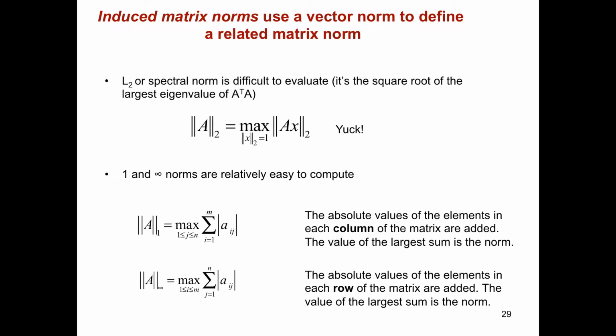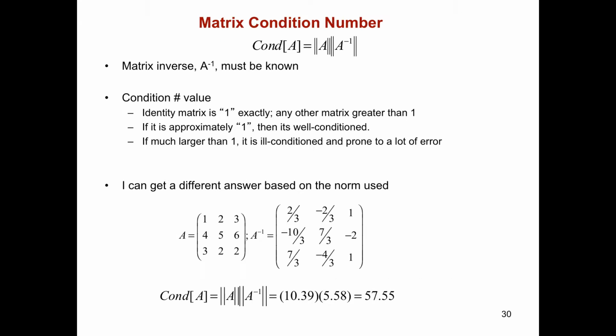And if I do the same, I just go by rows. Okay. So for every row I sum up all of the elements in that row, row 1, row 2, row 3, and so forth. Then I'm going to sum up absolute values, and the maximum of those sums is my infinity norm. Okay? So those are fairly easy to compute.